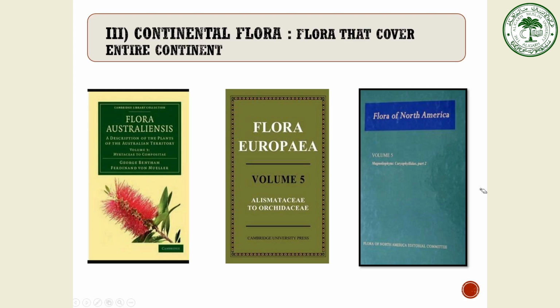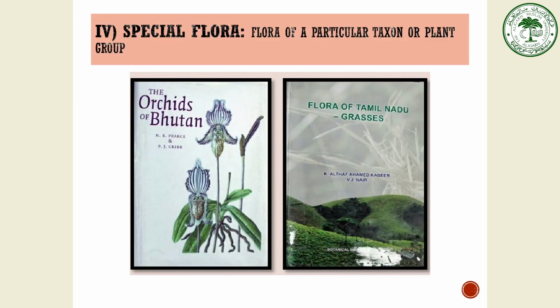Now the next one is the continental flora that covers the entire continent, like flora of Australiensis, flora of Europaea, flora of North America. So you can see the geographical area has become quite large, covering the whole continent with this type of flora. Then we have seen those floras, like local, national, regional or continental flora, that cover a specific geographical range.